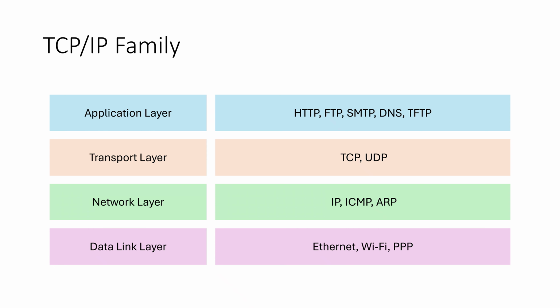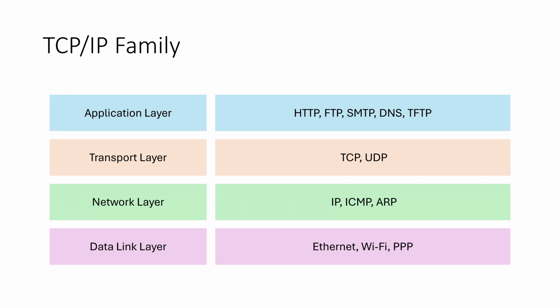Each layer in the TCP/IP model has a set of protocols that carry out specific tasks essential to data communication. At the application layer, protocols like HTTP handle web page delivery, SMTP manages email, DNS resolves domain names to IP addresses, and FTP or TFTP handle file transfers. The transport layer is responsible for ensuring reliable or fast communication between devices. TCP guarantees ordered, reliable data delivery, while UDP offers a faster connectionless service useful for real-time applications.